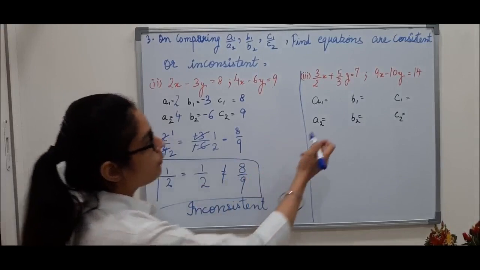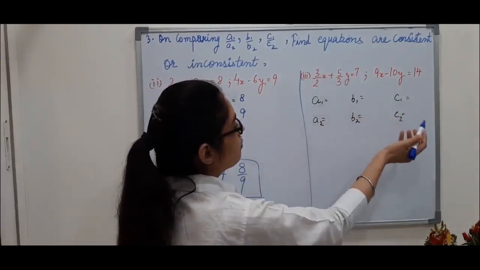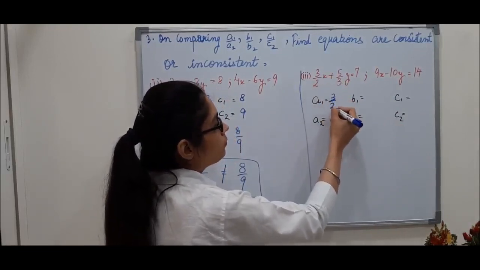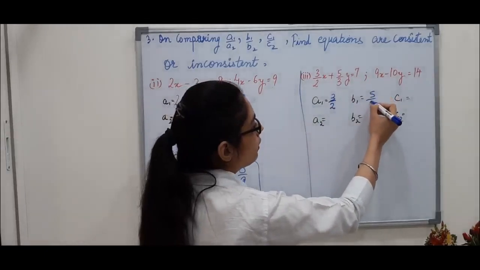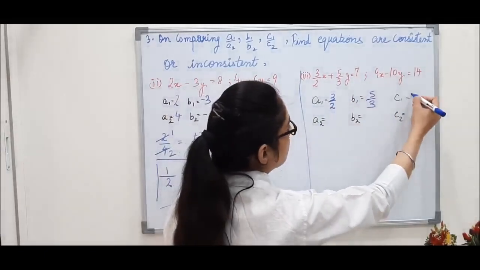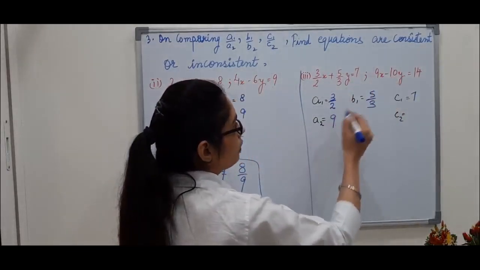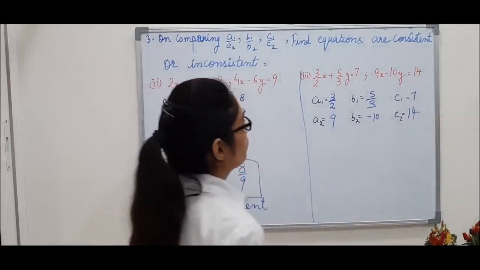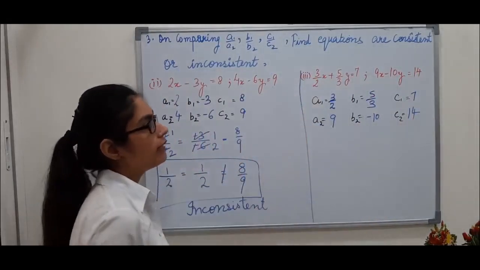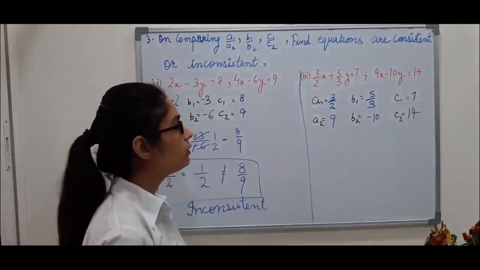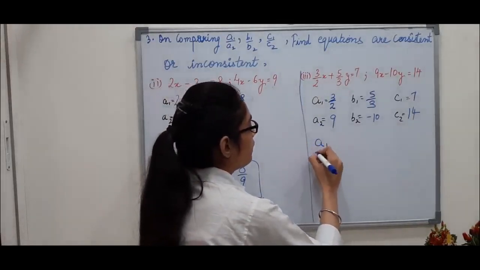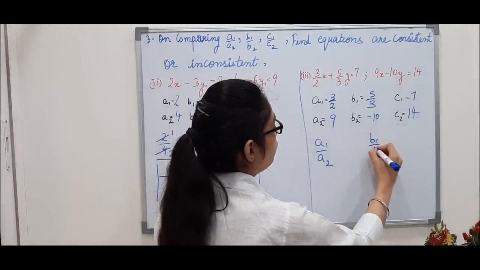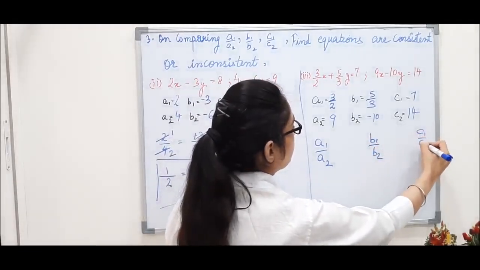Now let's find out for the third part. Again we will write the values of A1, B1, C1, A2, B2 and C2. A1 is 3 by 2, B1 is 5 by 3 and C1 is 7. Again A2 is 9, B2 is minus 10 and C2 is 14. Since this question is in fractions, that's why I have chosen this part. So let's do it. Let's write it in ratio form: A1 by A2, B1 by B2 and C1 by C2.